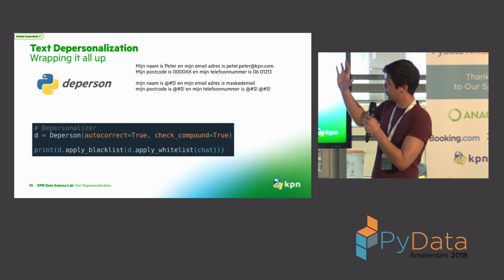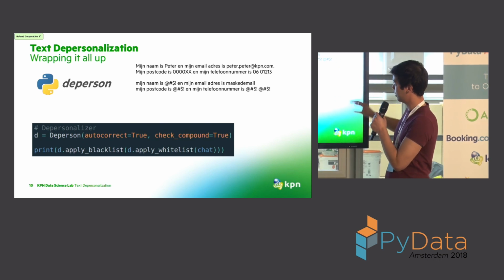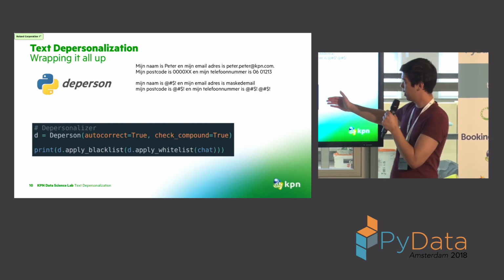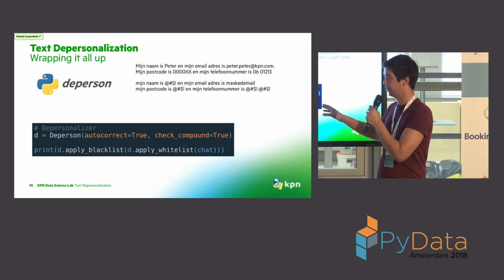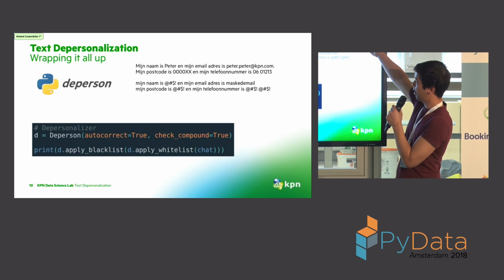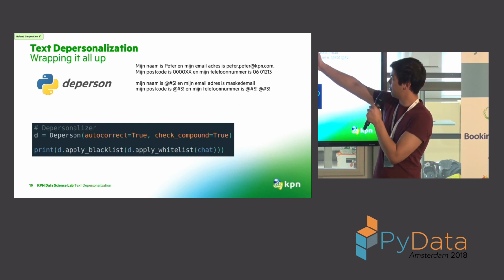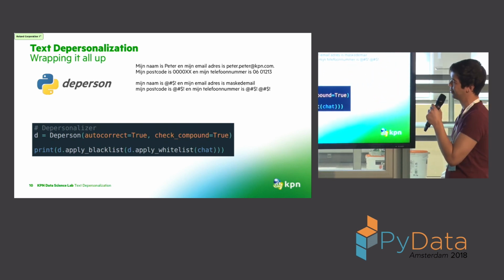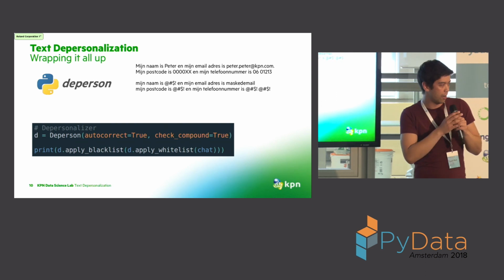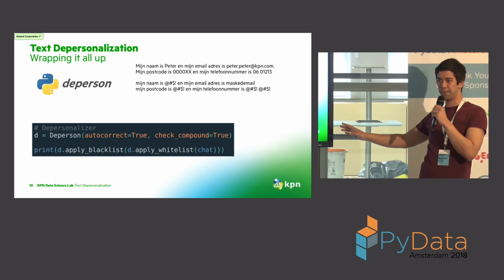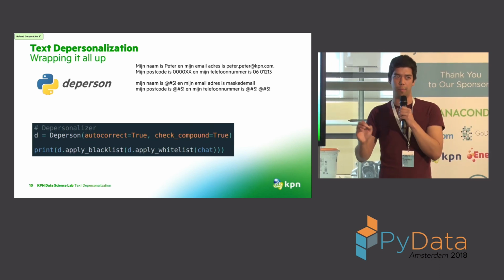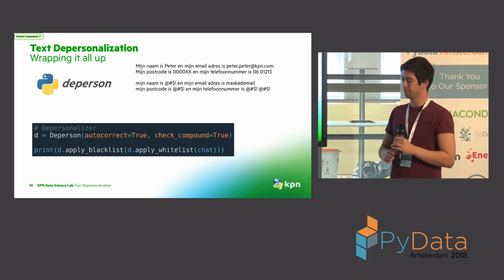So we wrap this all up in a little package. It works, it's really simple. It gives you a class called deperson. You can apply various parts of the package to your text, and this is what you get. My name is Peter, blah, blah, blah, and it filters out the name, the email, the postal code, phone number, etc. The idea is to have this on GitHub pretty soon. We're not quite there yet, but it will be on the KPN Data Science Lab GitHub, so look out for that if you're interested.